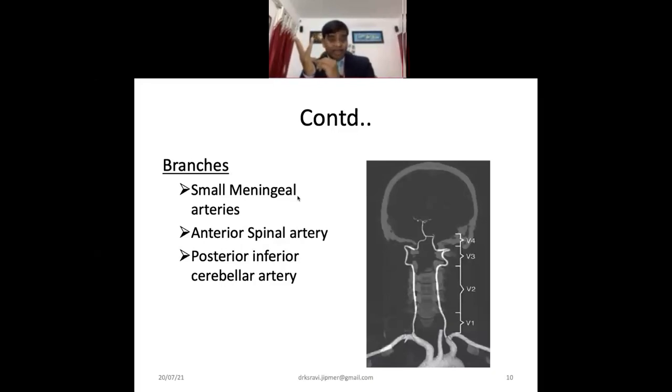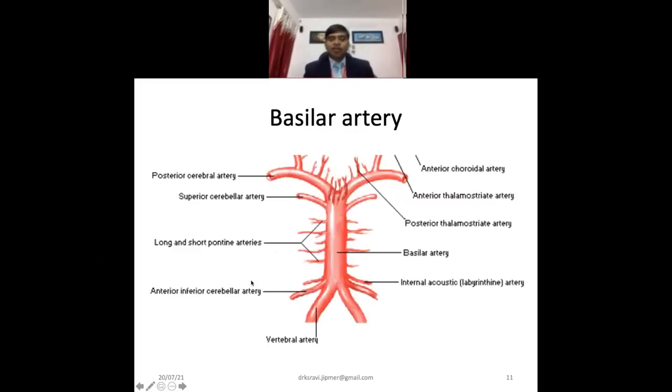I said the meningeal branch, the medullary branch, then we have the anterior spinal artery, we have the posterior spinal artery, and then the largest branch from the vertebral artery, that is the posterior inferior cerebellar artery, which is the largest branch of the fourth part of the vertebral artery.